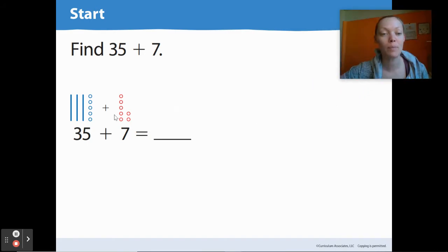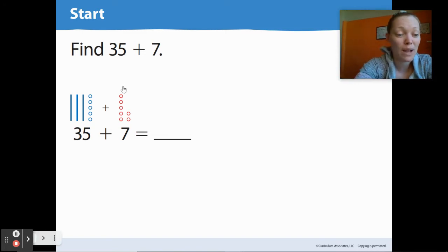For our warm-up problem, we learned before we started adding two-digit numbers how to add a two-digit number and a one-digit number. And we learned one really important thing is that you group your ones together, right? So if we look at this problem, we have 35 plus 7. And I'm noticing there's a lot of ones.